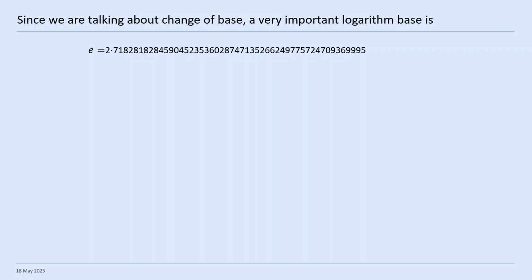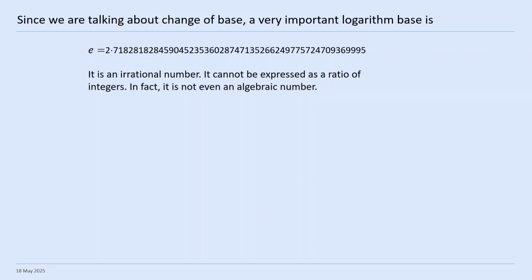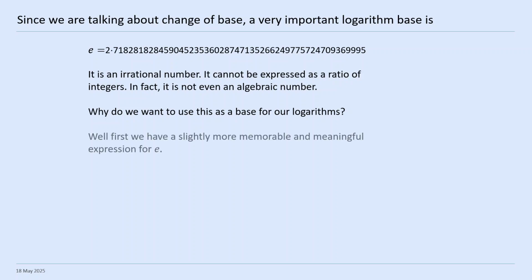Okay, since we were talking about change of base, a very important logarithm base is the base e, which is this very long decimal, which goes on forever, by the way. I mean, actually, that's an infinite decimal, so you should write it with dots afterwards. It's an irrational number, so it can't be expressed as the ratio of two integers. It's not even an algebraic number. So it's not even the solution to an equation involving integers and powers. It's what we call a transcendental number. So why do we want to use this as a base for our logarithms? Well, it's got all sorts of special, wonderful properties.